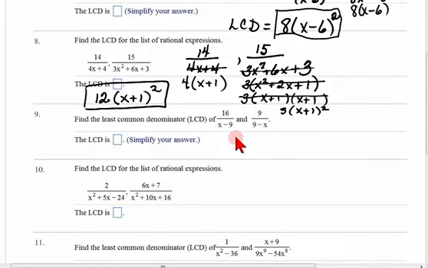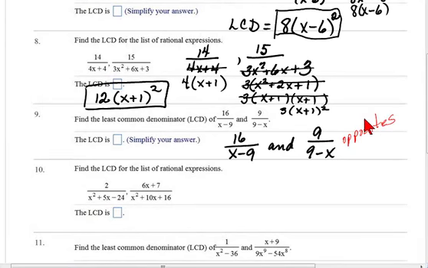Number 9. It has 16 over x minus 9 and 9 over 9 minus x. What do you notice about these two denominators? Opposites. So I'm going to make a note of that. And it's going to be a little bit easier to find a common denominator if you're dealing with opposites. If they were identical, it would be the common denominator, but it's not. Which one do you sort of not like? Which one looks out of order? Usually people say 9 minus x looks backwards. Do you agree that it would look better as x minus 9?